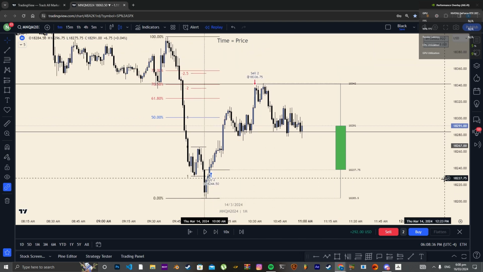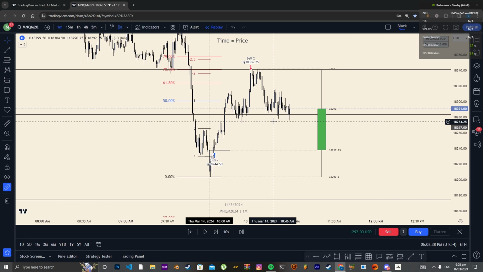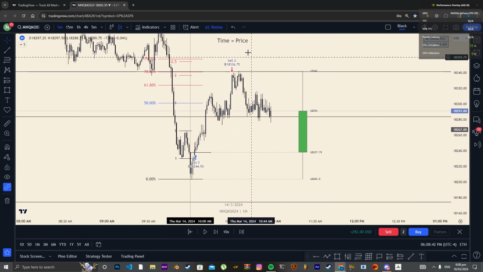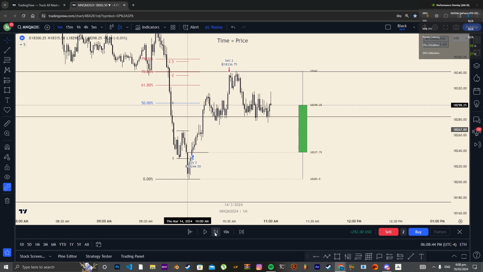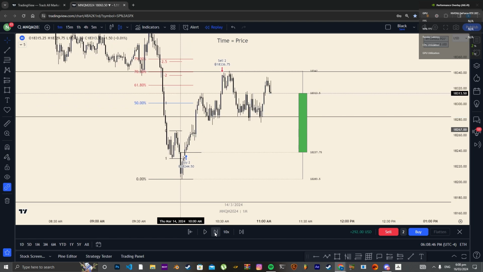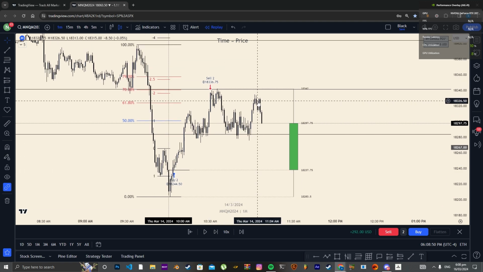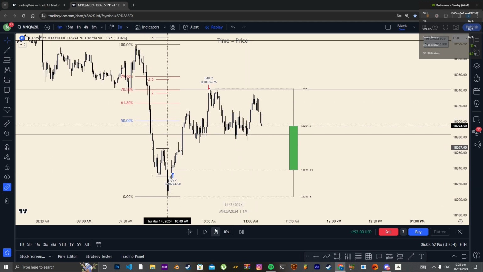So we're just engineering liquidity here during AM. And then overall, I do think this low right here, this 10 o'clock low, will get hit because, as we said, this is just a retrace. So we'll continue playing candles. Sweep those relative equal highs. Inverse fair value gap.